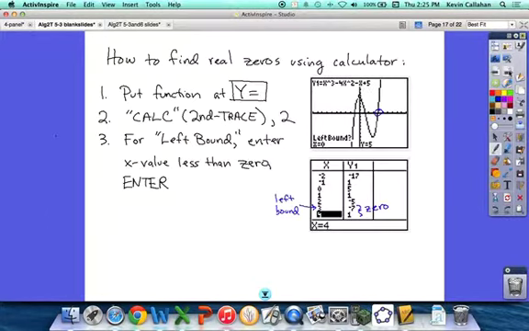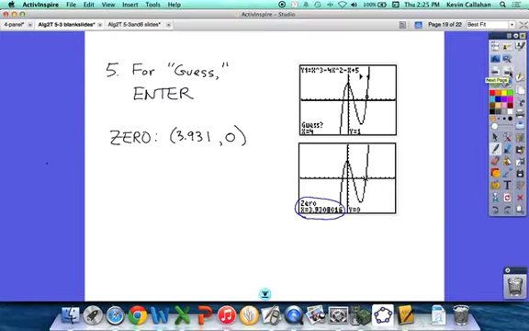So let's do it in the same way. I'm looking for this 0. Again, go second trace 2. Since it's in between 3 and 4, let's use 3 as the left bound and 4 as the right bound. And what do you get for a 0? 3.931, right?